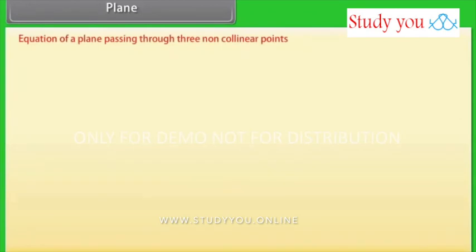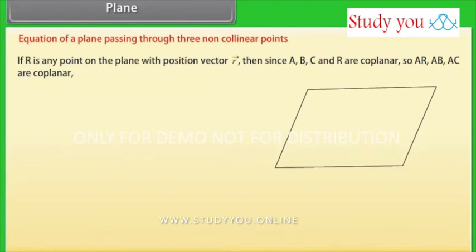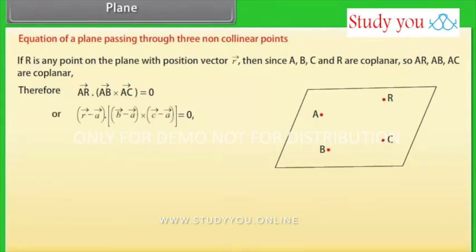Equation of a plane passing through three non-collinear points. If R is any point on the plane with position vector r, then since A, B, C and R are coplanar, AR, AB, AC are coplanar. Therefore, dot product of vector AR and cross product of vector AB and vector AC equals 0. Or dot product of vector r minus vector a and cross product of vector b minus vector a and vector c minus vector a equals 0.